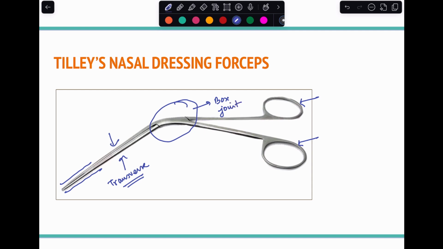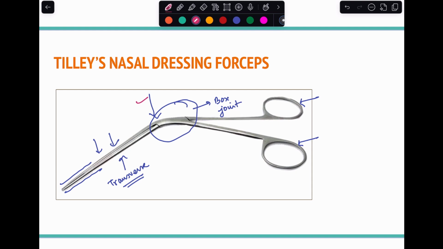So you can see that there is a bend over here in the Tilly's forceps. This bend has been given so that the hand of the surgeon does not end up obscuring the view of the nasal cavity when the surgeon is using this instrument. So the parts over here are these two ring-shaped finger handles. Then we have two long slender blades which have transverse serrations in it and a flat tip, and there is a box joint. And we have a bend over here. The advantage of the bend is that it will not obscure the view of the nasal cavity.